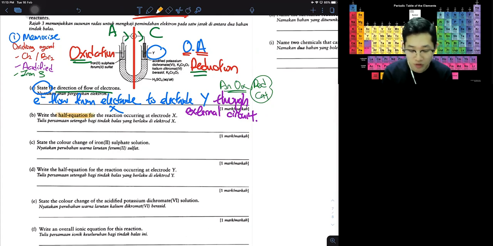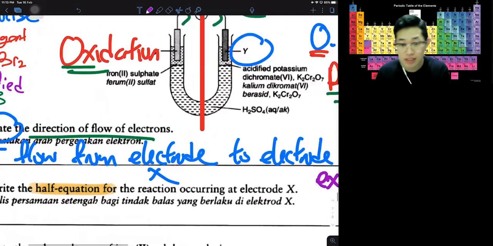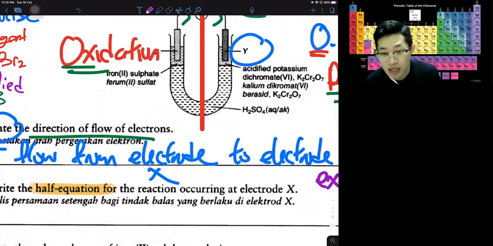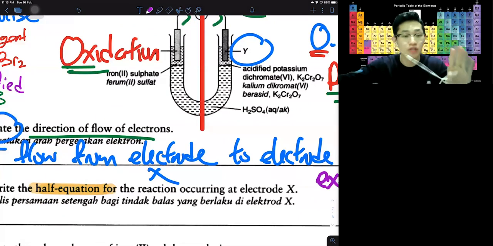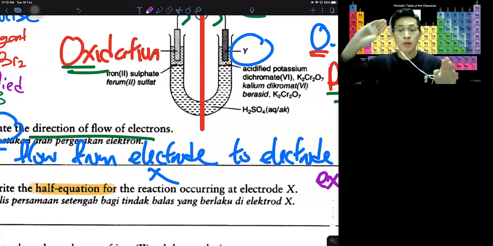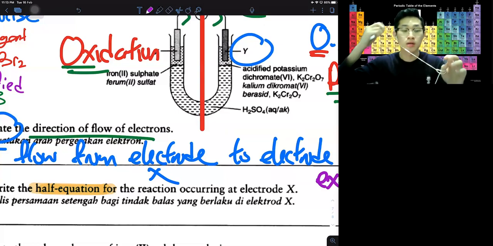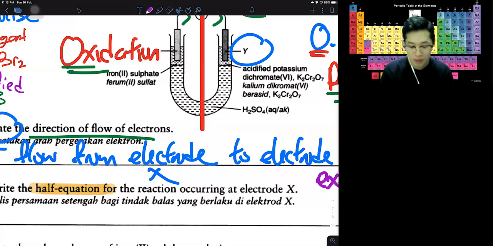Half equation for the reaction occurring at X. Okay, X, electron, X, the left hand side. Now, how to write? External circuit is for electrolytic and voltaic cell. All the cells can use external circuit. For every cell, chapter 6 or redox, when they ask you electron flow, always mention external circuit.